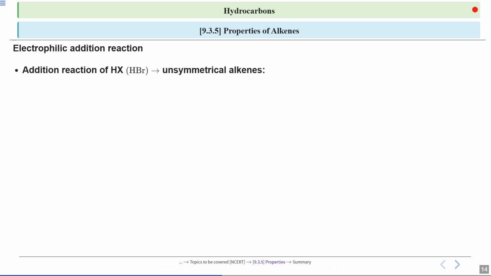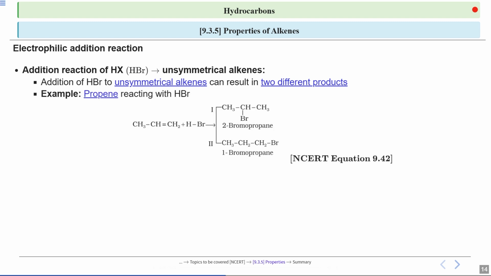Now moving on further, we will try the addition onto an unsymmetrical alkene and see what happens here. An addition of HBr to unsymmetrical alkene can result in two different possible products. For example, propene can react with HBr to form 2-bromopropane and 1-bromopropane. So these are the two possible products. Now the key question is which product will be the major one. So this sets up to discuss how we predict the outcome using a specific rule. What is the first product that is possible? It is 2-bromopropane, and the second one is 1-bromopropane.